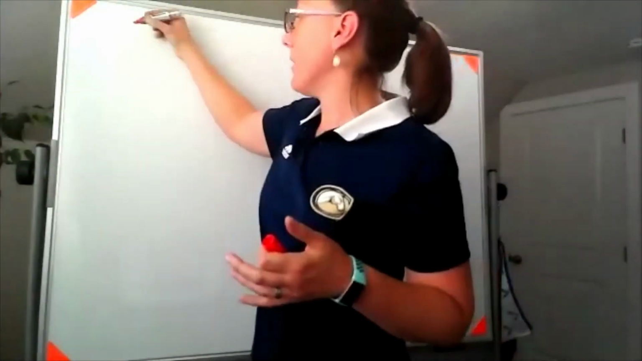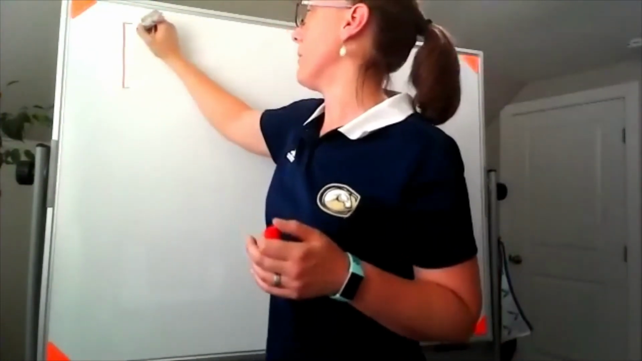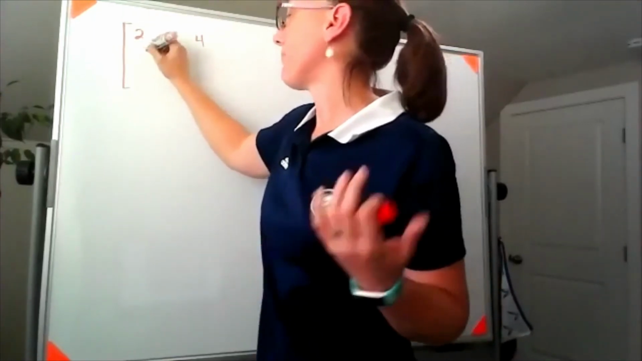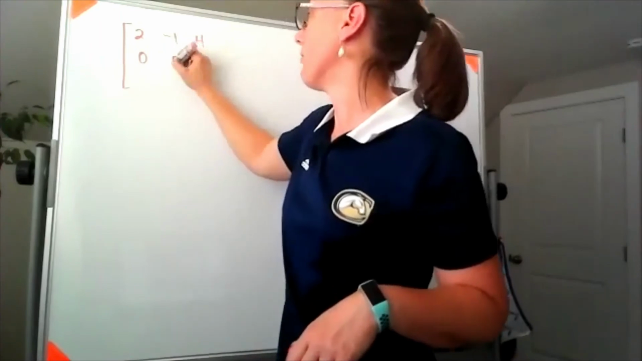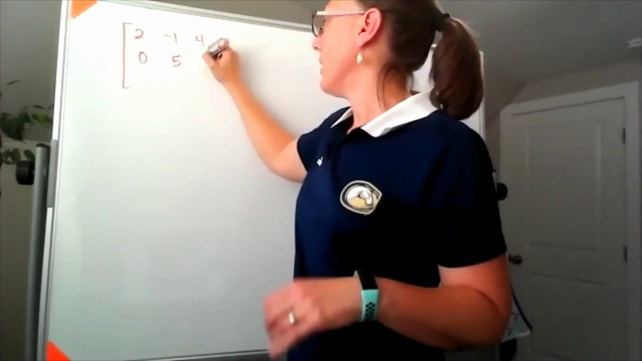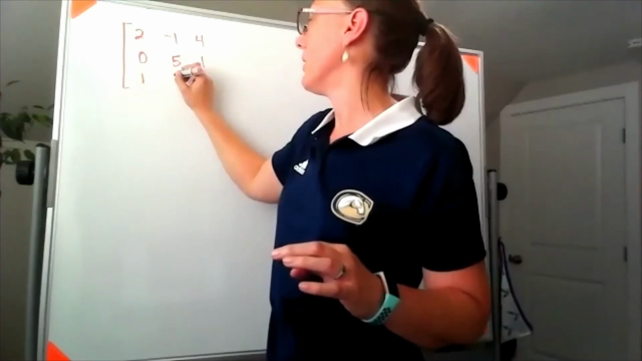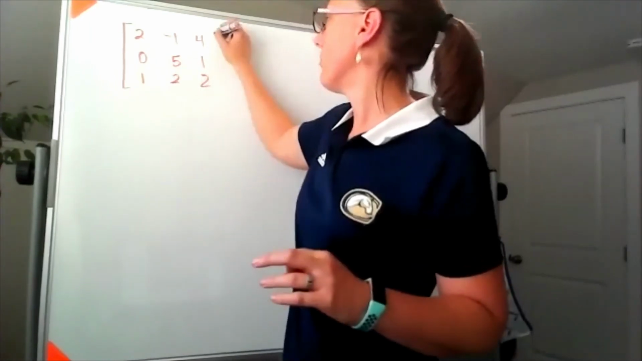So here's my 3x3 matrix. Let's go 2, negative 1, 4, 0, 5, 1, 1, 2, 2.